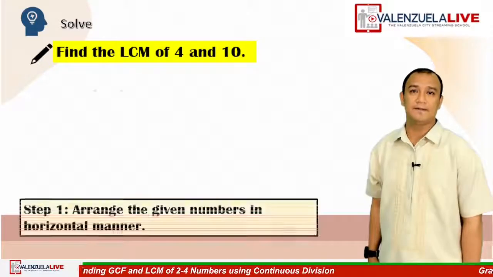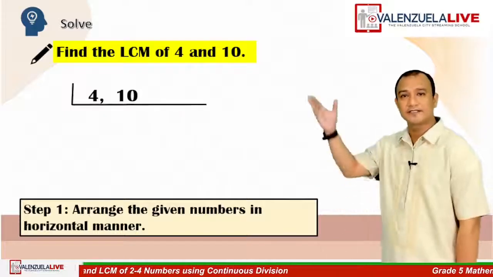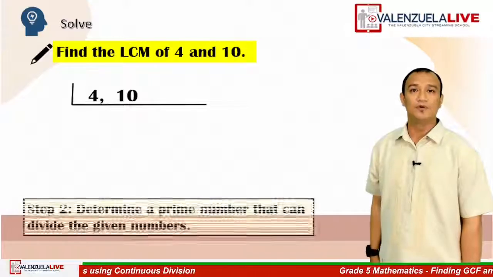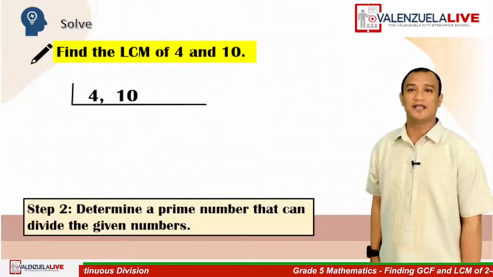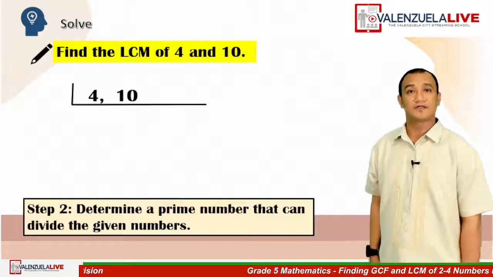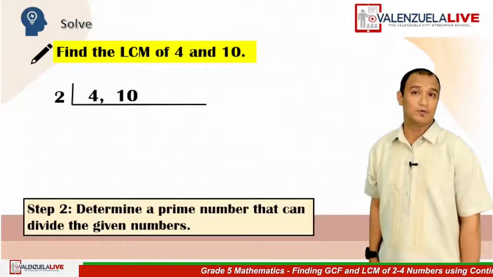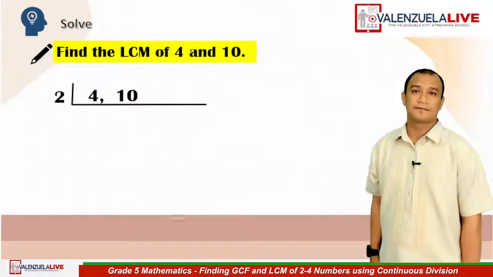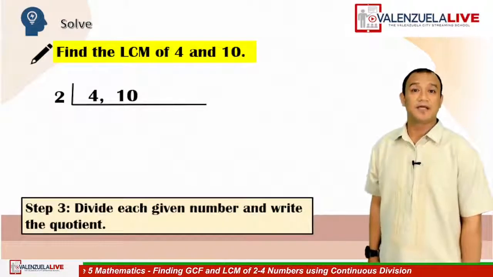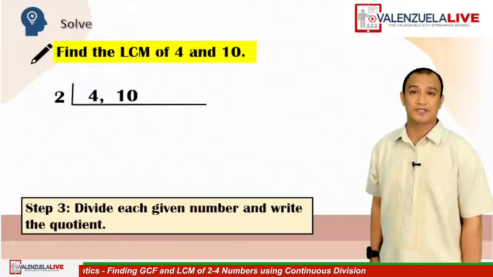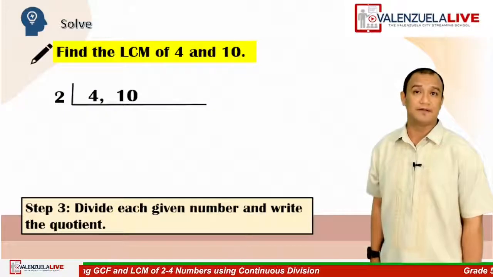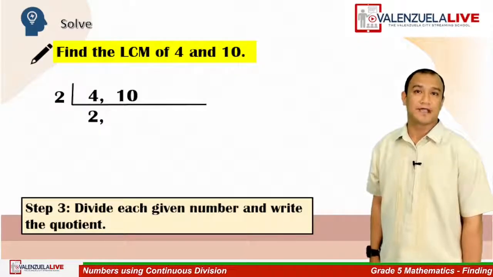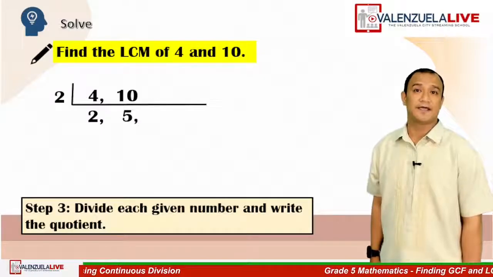For step 1, arrange the given numbers in a horizontal manner like this. Step 2, determine a prime number that can divide the given numbers. So let's have a prime number like 2 because 4 and 10 are both divisible by 2. For step 3, divide each given number and write the quotient. So now, let's divide. 4 divided by 2 is 2. 10 divided by 2 is 5.